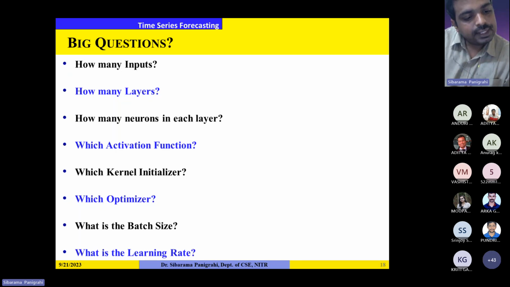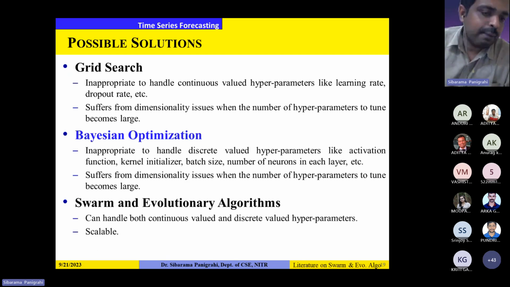What is the batch size? And what is the learning rate? So you see, in order to answer all these questions, we can have these three approaches. One can use a grid search or a Bayesian optimization, or they can use a swarm and evolutionary algorithm.